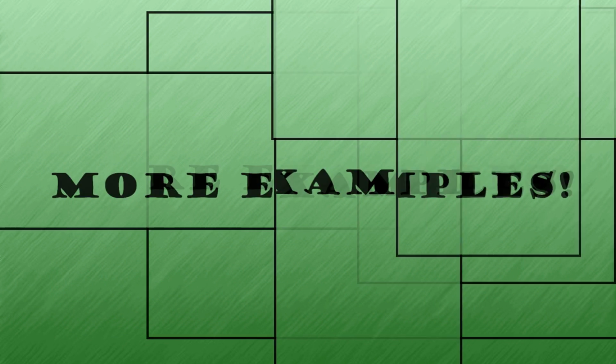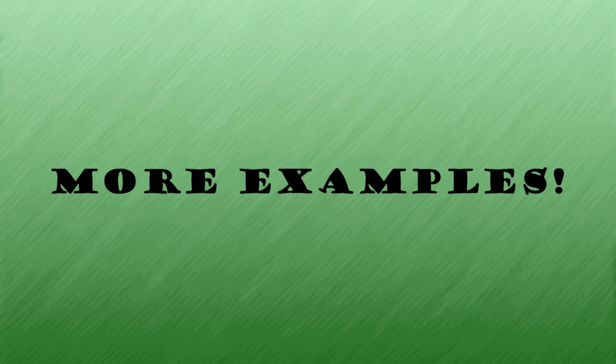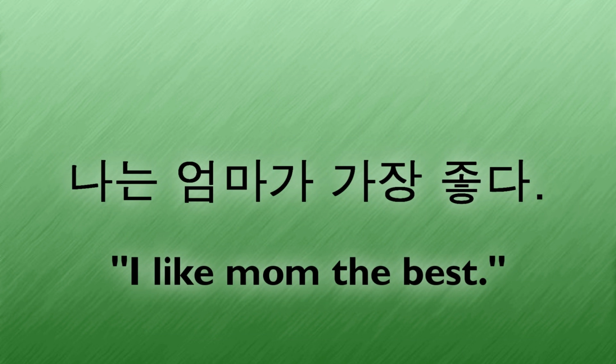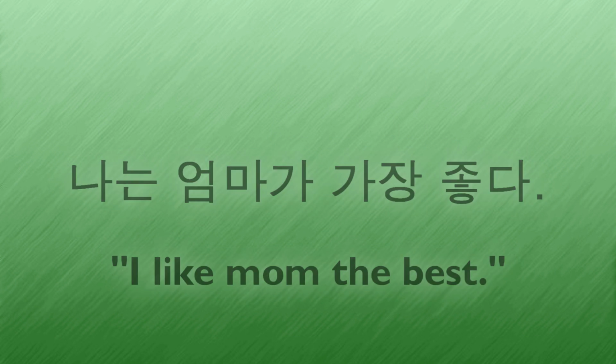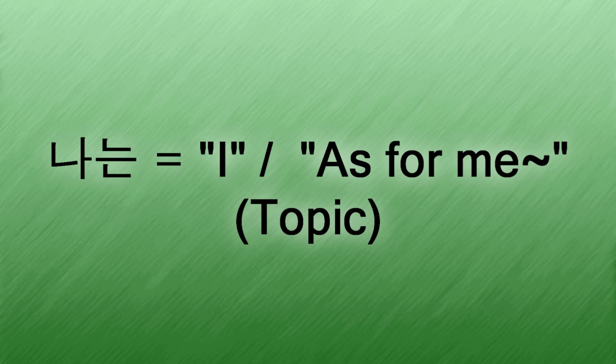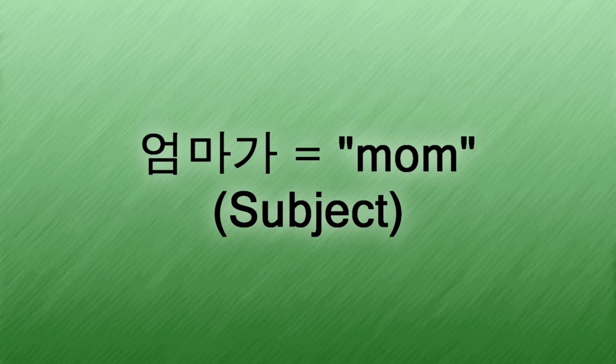But this doesn't only apply for quotes. It's the same anytime you have two statements inside of the same sentence. Here's some more examples of using the topic marker and subject marker in this way. 나는 엄마가 가장 좋다. I like mom the best. Let's break the sentence down a bit. 나는, I. As for me. This is what the topic marker is essentially saying. 엄마가. Now let's say something about mom.